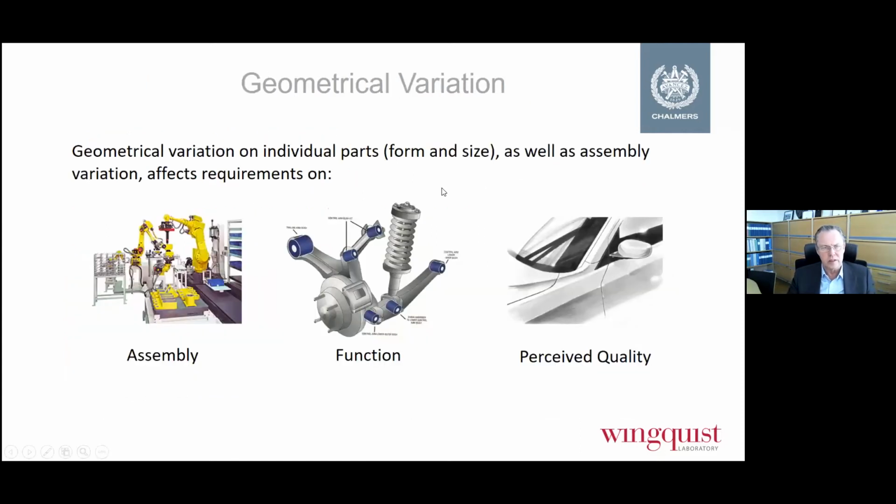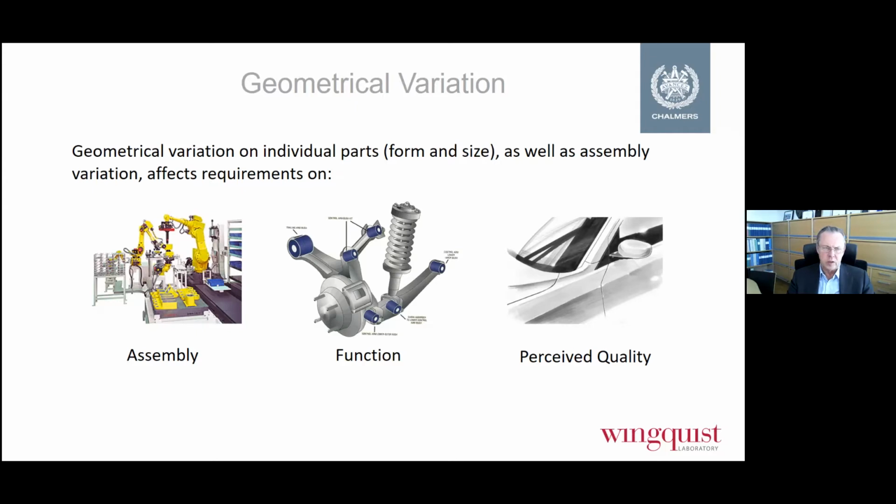So for us, variation is something, as I said, we've been working with for many, many years. And generally, you could say that all manufacturing processes have variation. So when we do things, it's not exactly the same from one part to another, from one action to another. We get a little variation depending on precision in machines or precision in operators and so on. So if we manufacture individual parts, we get variation in the form and the size of the parts. And when we assemble them, we also add variation to this process.